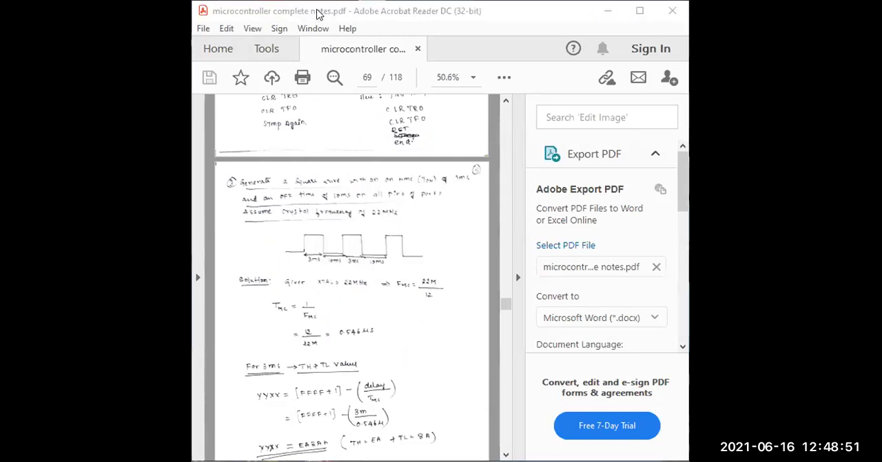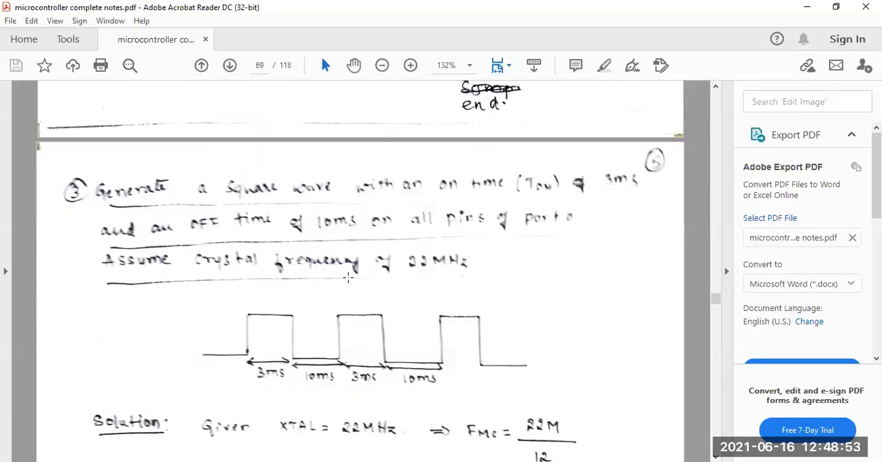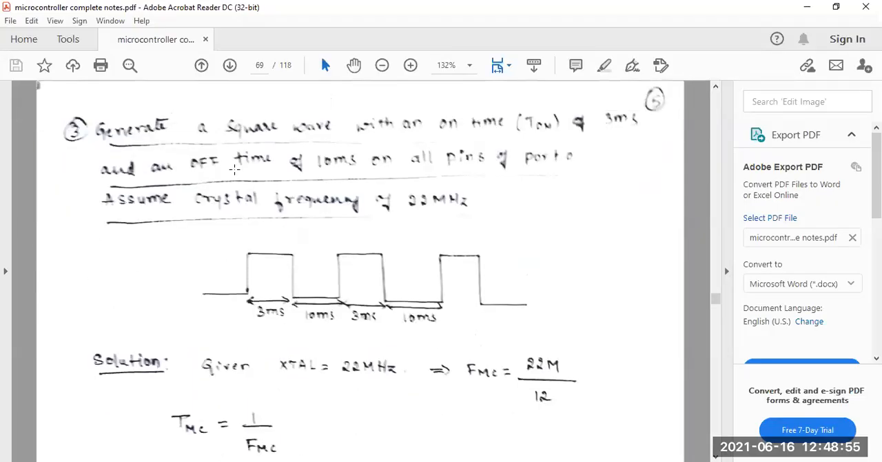Is the notes visible? So this is the program we have written. Generate a square wave with T on of 3 millisecond and off time of 10 millisecond on all the pins of port 0. Assume crystal frequency of 22 megahertz. This is of 3 millisecond. T off is of 10 millisecond.